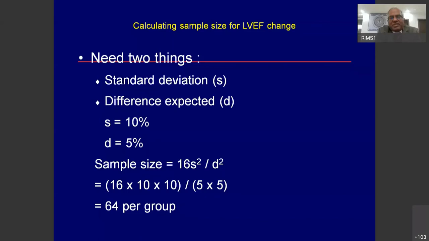We discussed difference in means divided by standard deviation. We called it effect size. Here the numerator is denominator, denominator is numerator. So it is S by D whole square, not D by S. So it is inverse of effect size, which means 16 into 1 by effect size whole square, right? So it is inversely related to the effect size. So if effect size is more, then sample size will be less or more?